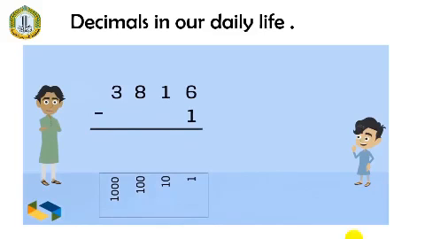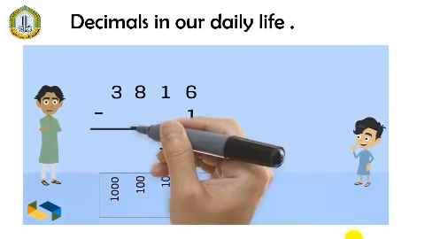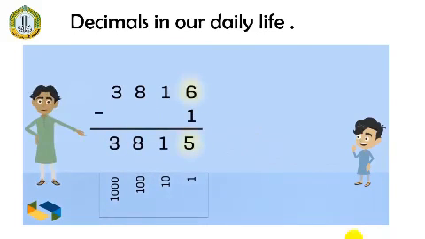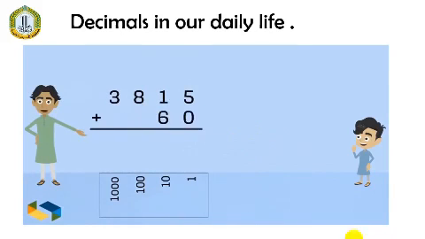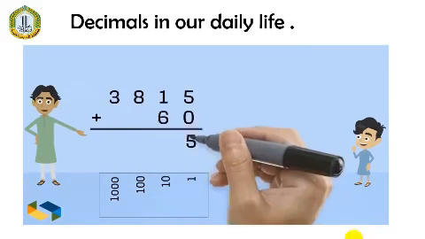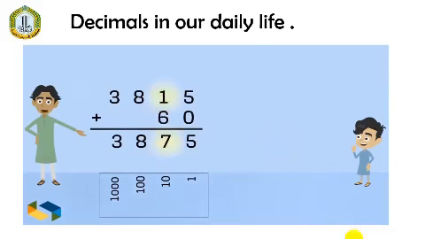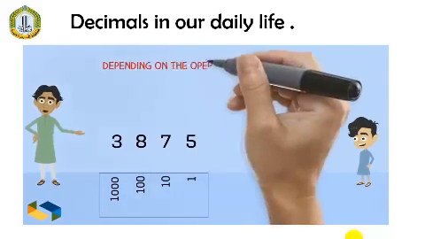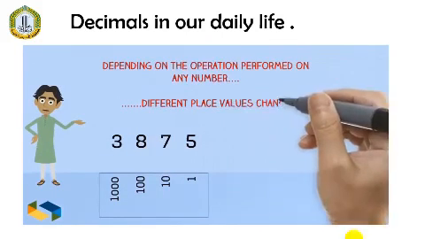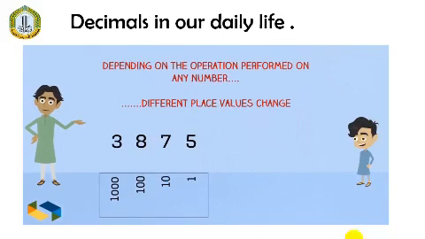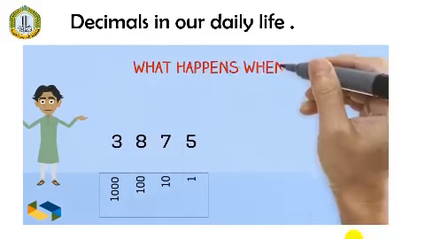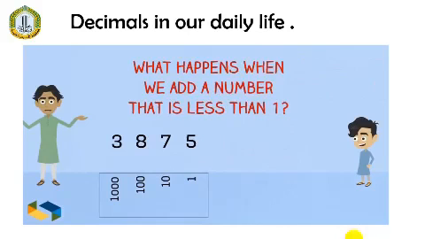Now let's say we subtract 1 from this number, we get 3815. Notice that the value in the ones place got changed. Add 60 to this number, we get 3875, with the tens place value getting changed. So depending on what you add or subtract, or any other operation for that matter, the respective place value of the number changes. But what if we have to add a number that is less than 1? Which of these place values will be affected?